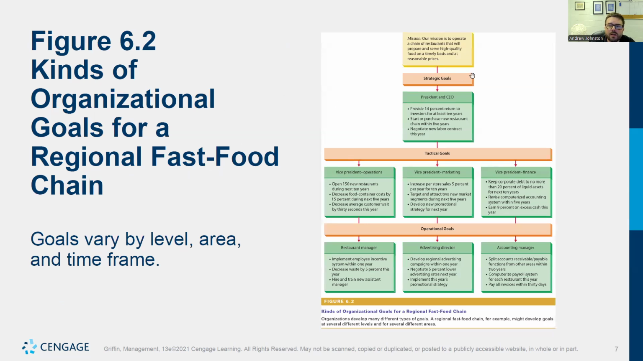There's an example here about how this whole process and hierarchy of goals and sub-goals might play out in, for example, a fast food restaurant. So at the top here, you have the overall mission statement, which is to operate a chain of restaurants that will prepare and serve high quality food on a timely basis at reasonable prices. So you have a quality statement, an efficiency statement about time, and what later we'll talk about as something of a strategy statement about who we want to target. We want to target this reasonable price niche of the market or segment of the market.